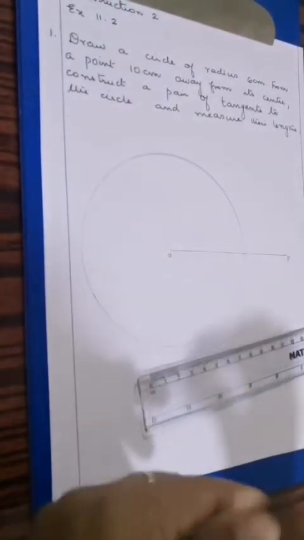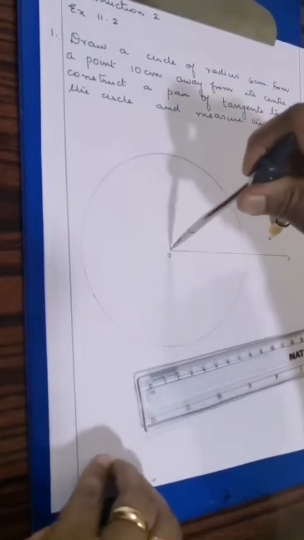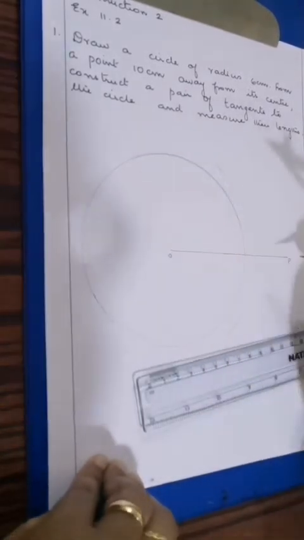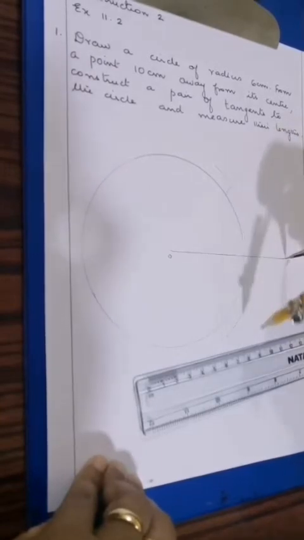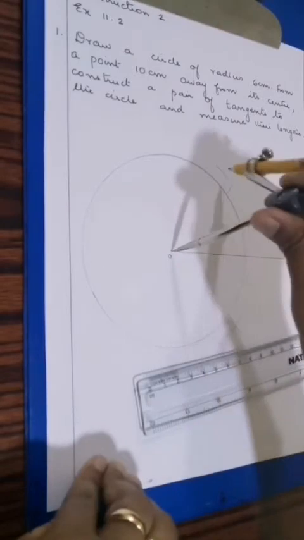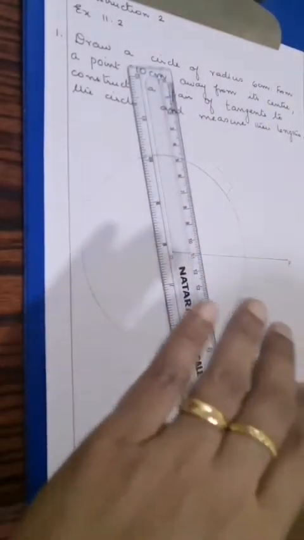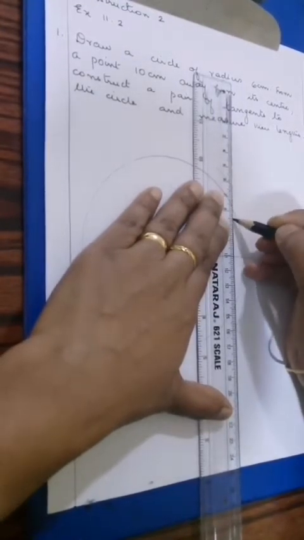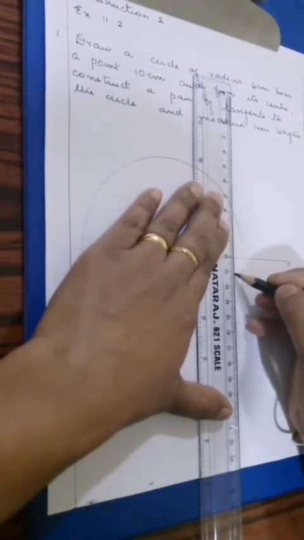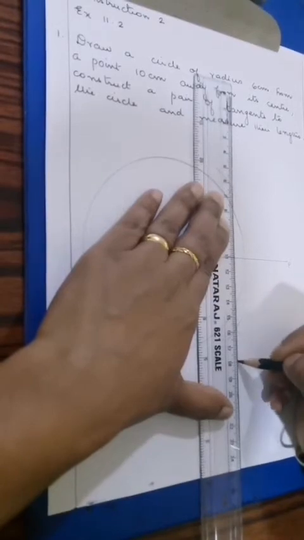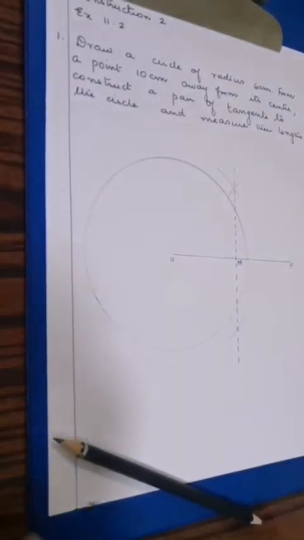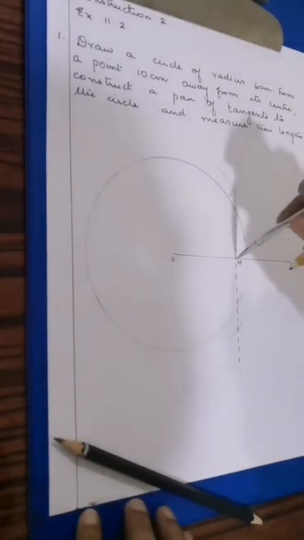For that, with O as center and a radius more than half the length of OP, cut two arcs. With the same measure, with P as center, cut the arcs; they will meet. Join them. This perpendicular bisector will meet OP at the point M.